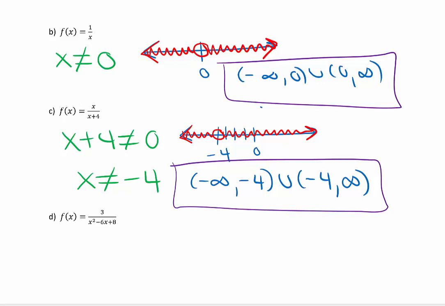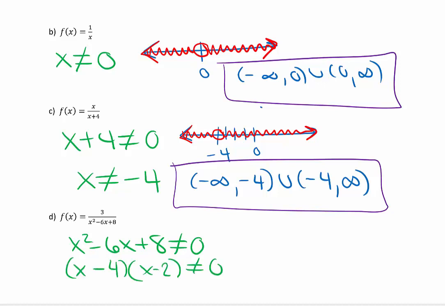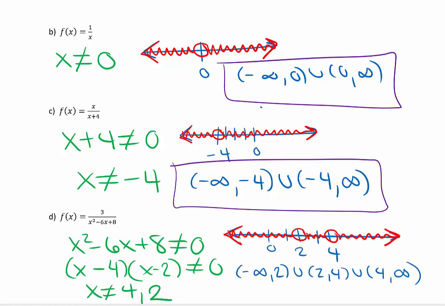Okay, one more fraction. We're going to do the same thing. Denominator can't equal 0. This time I have a quadratic equation though, and so I'm going to have to solve this by factoring. Product of 8, sum of negative 6, that would be negative 4 and negative 2. So that means x cannot equal 4 and x cannot equal 2. Those are two numbers that would give me zeros in the denominator.